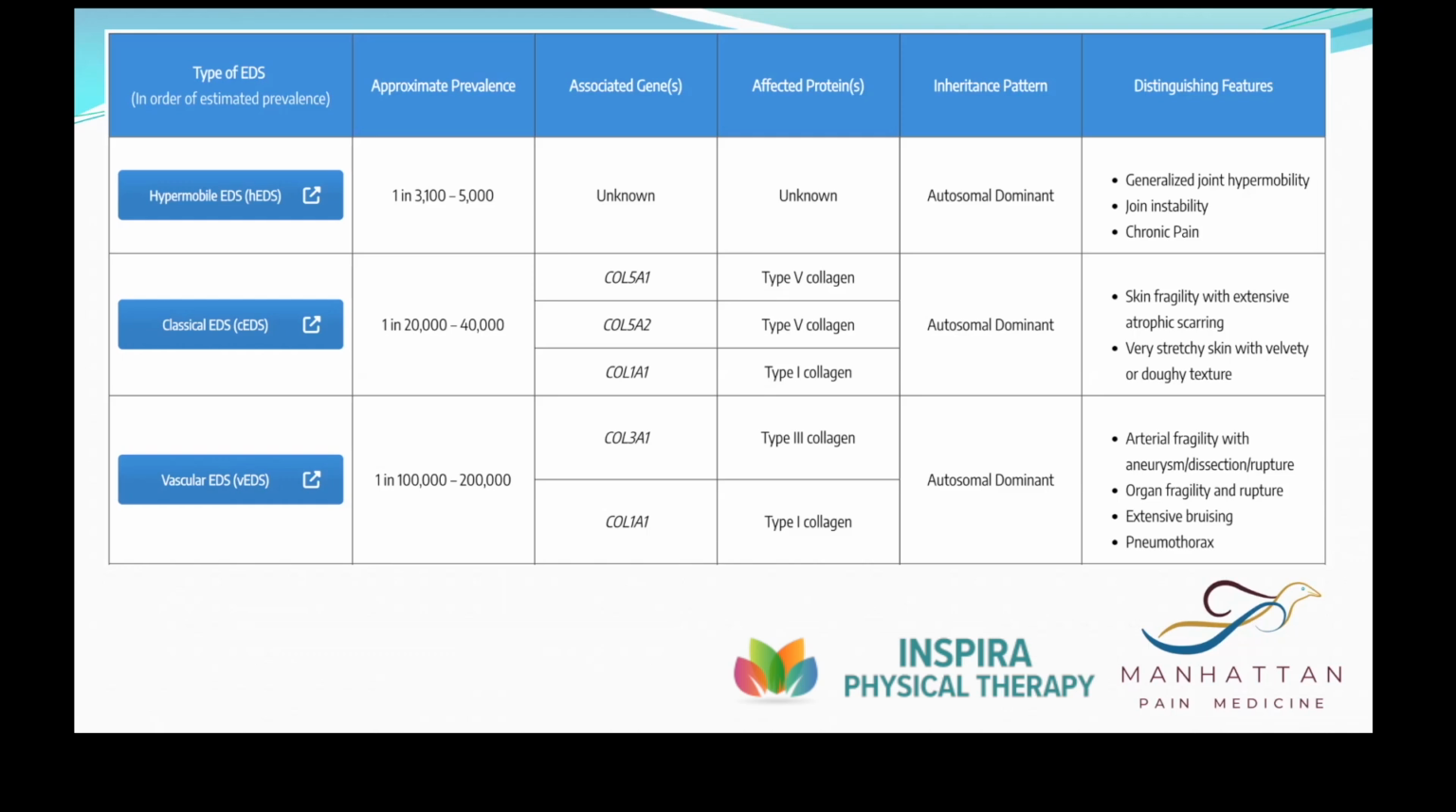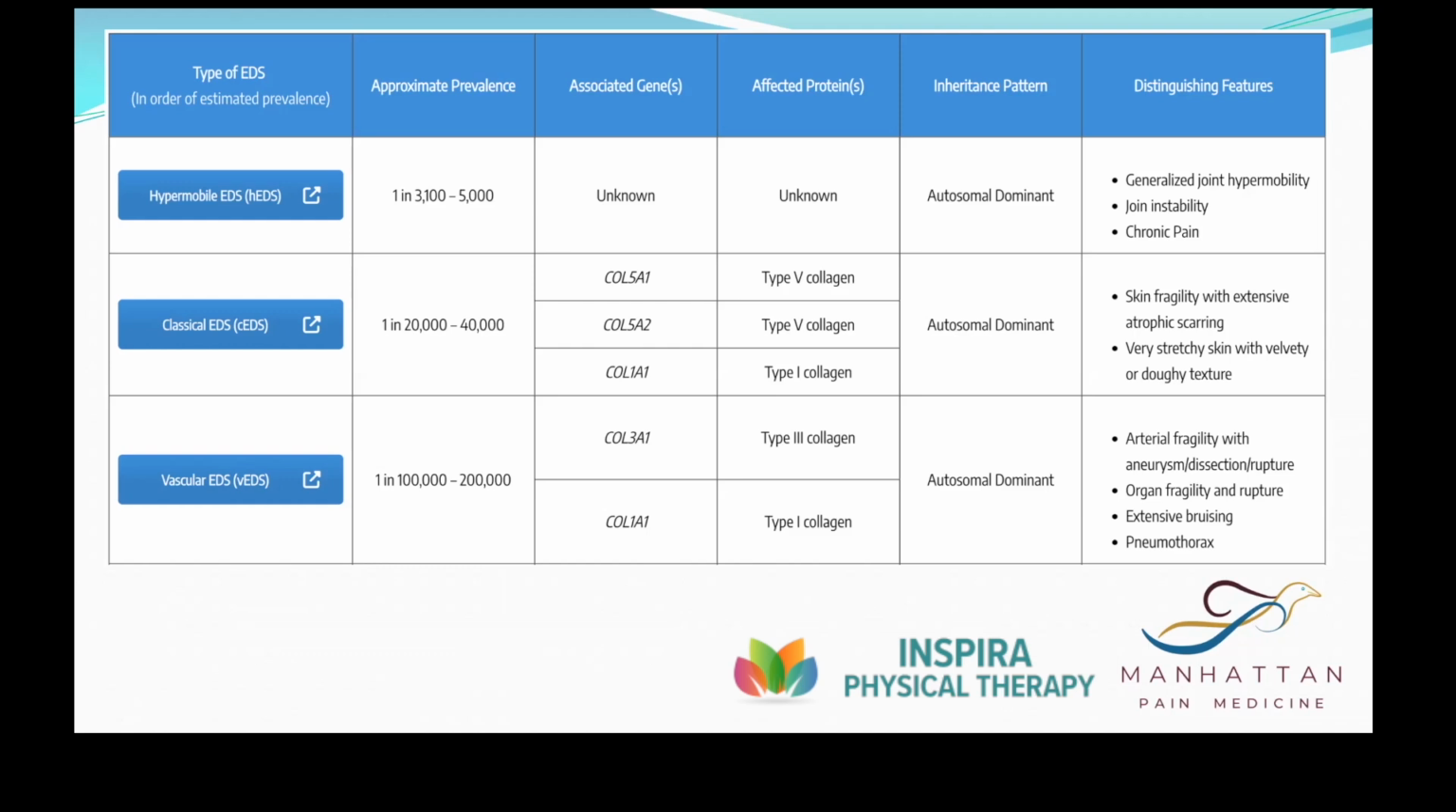Classic EDS has a lot of these same features. It's less common. There are genes that are known, and it can affect type 5 or type 1 collagen. The biggest difference is skin fragility. So it's much easier to fracture skin. Skin over tight areas like the foreheads or the front of the shins can crack and break easily. It's also difficult to heal after surgery, and you may also have more saggy, stretchy skin than you would with typical hypermobile EDS. And again, you can have some of these symptoms with typical hypermobile EDS and not have the genes of classical EDS. It's just a range of the spectrum.